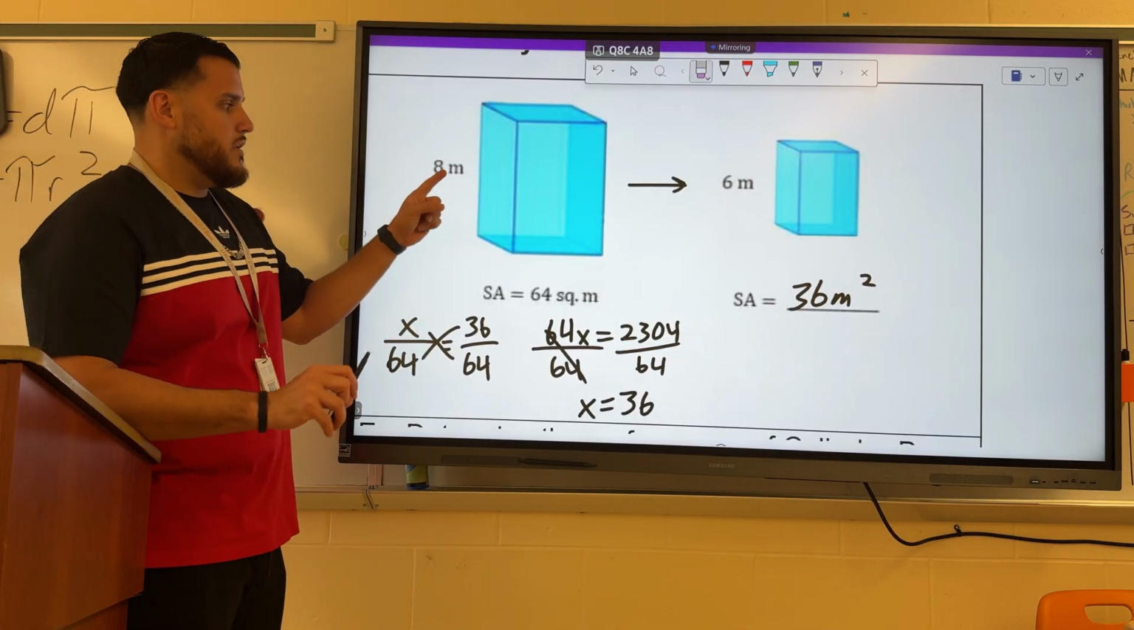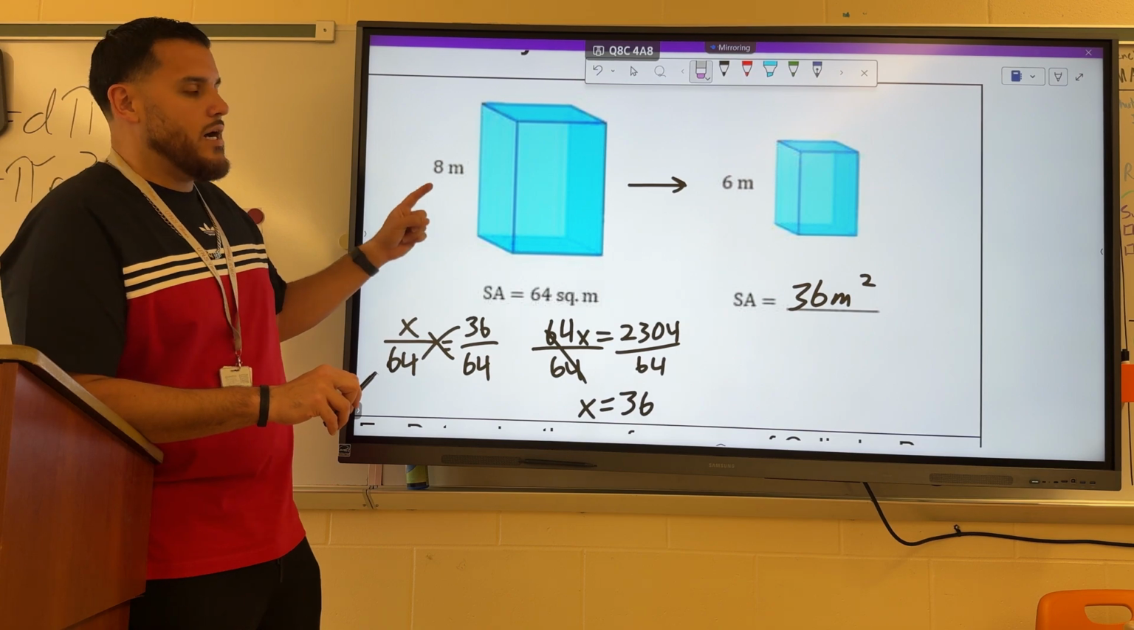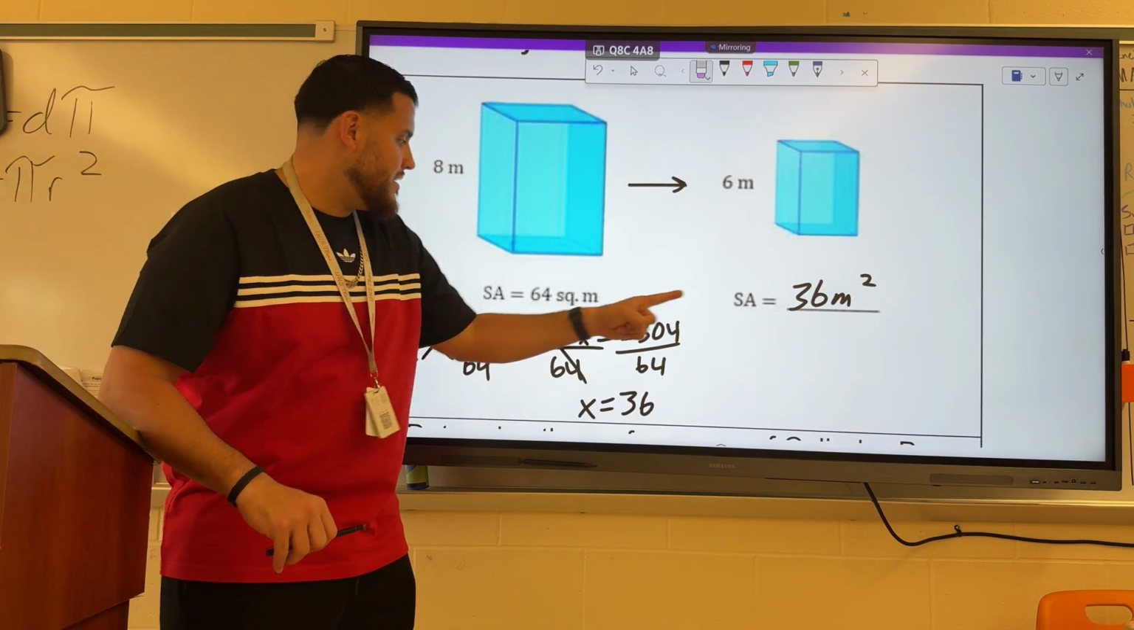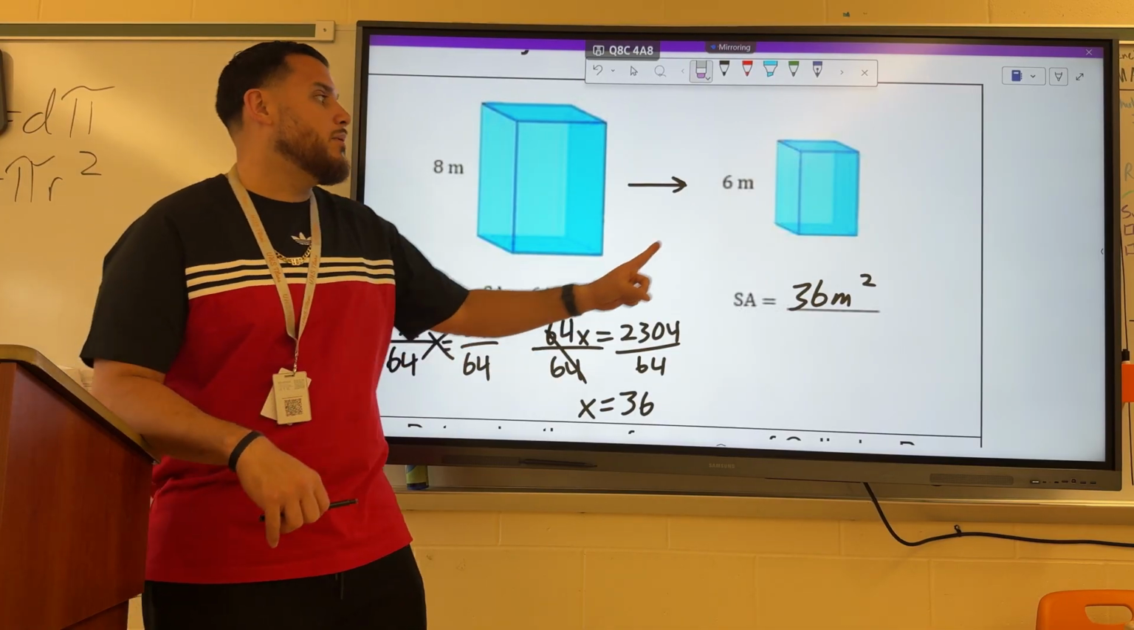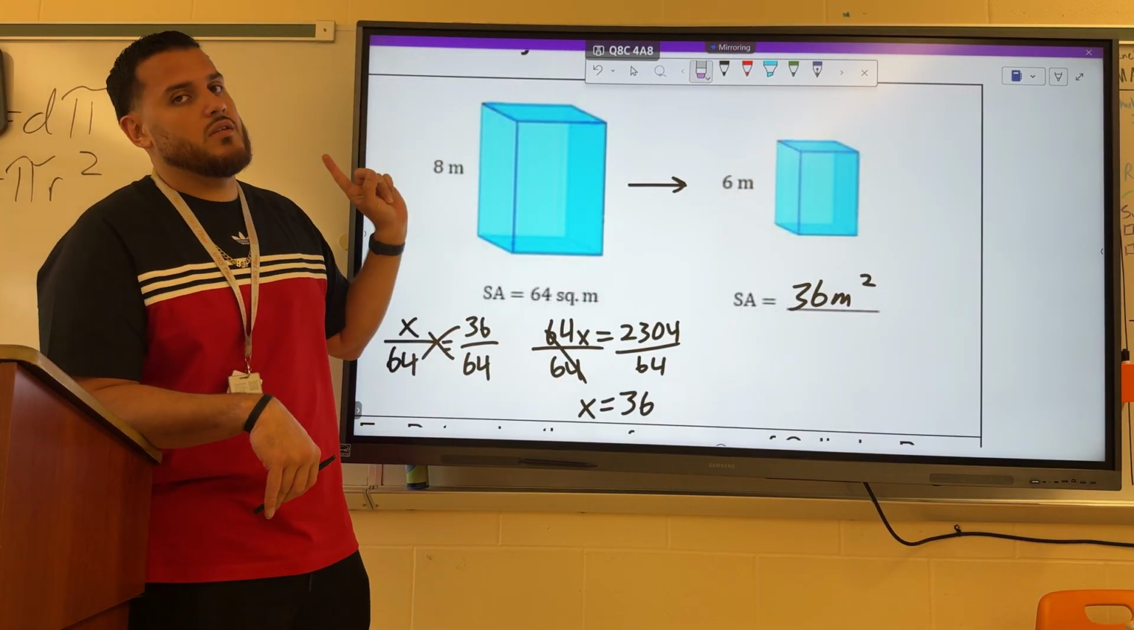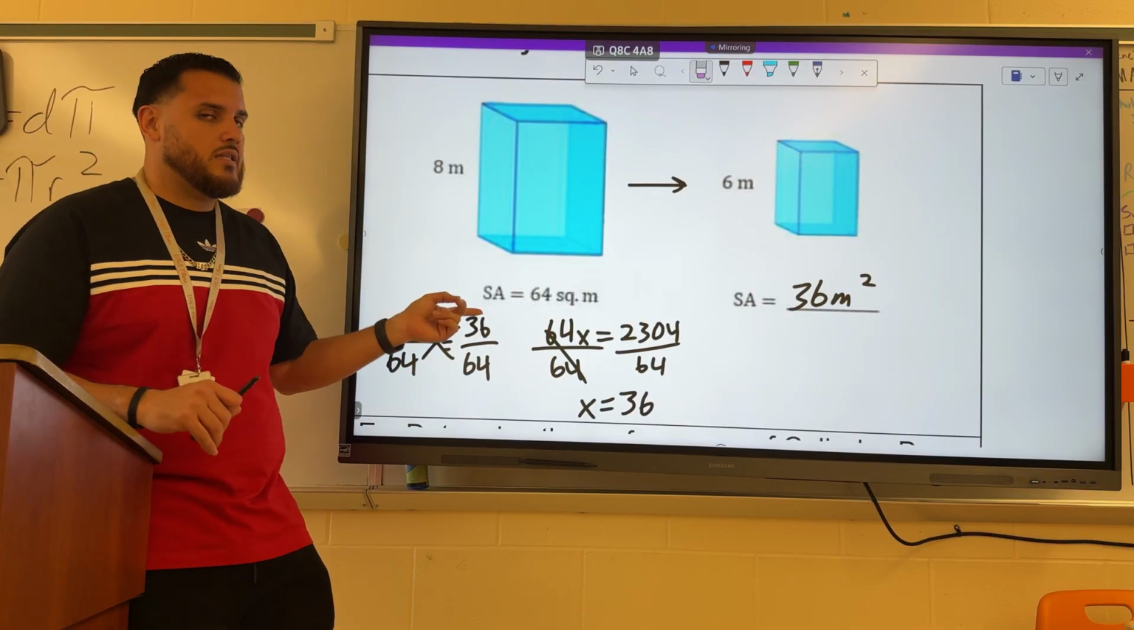So as we see, 1 dimension and 2 dimensions do not work the same. This surface area is half of this. Actually, it's not half of this. It's a little bit more than half of this. But it's not the same ratio as 6 to 8. Because 2 dimensions is not the same as 1 dimension.